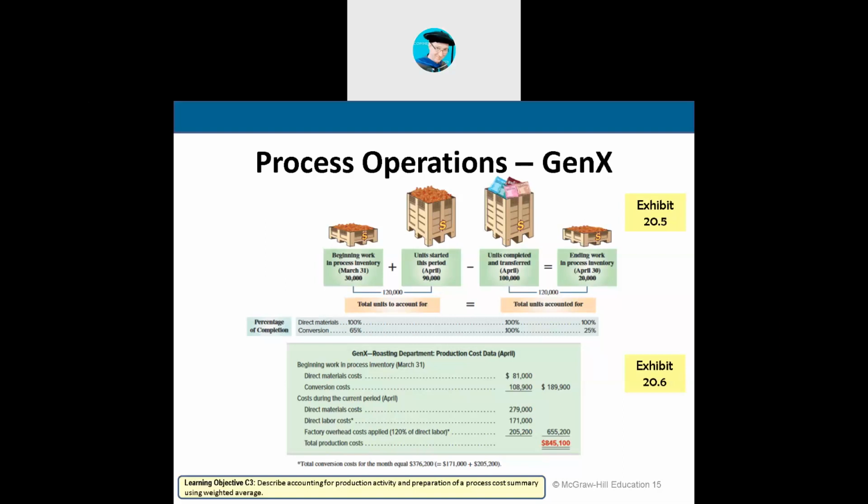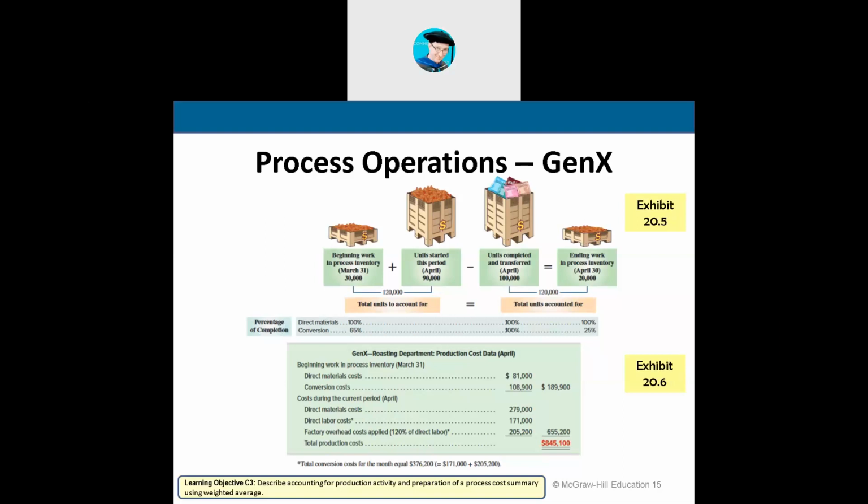So now that I've found the conversion rates, I can find the equivalent units of production. To do that, we take the direct materials costs plus the conversion costs. We find conversion costs, we take the conversion rate, and multiply that by the units. So in this example, 81,000 plus 108,900 gives me March 31 total costs of 189,900.